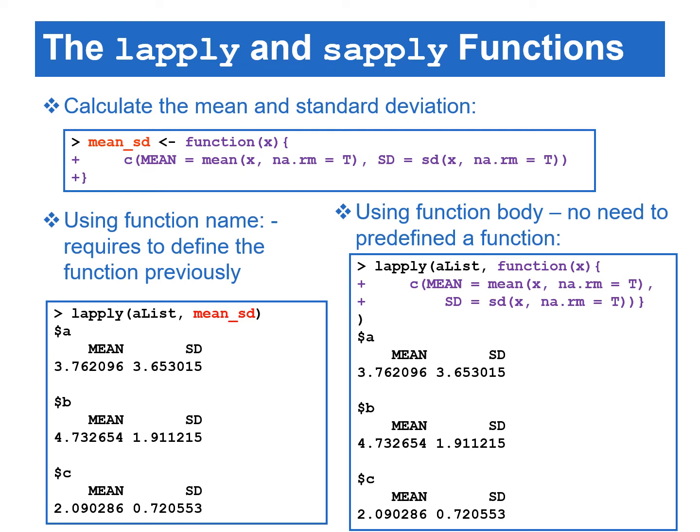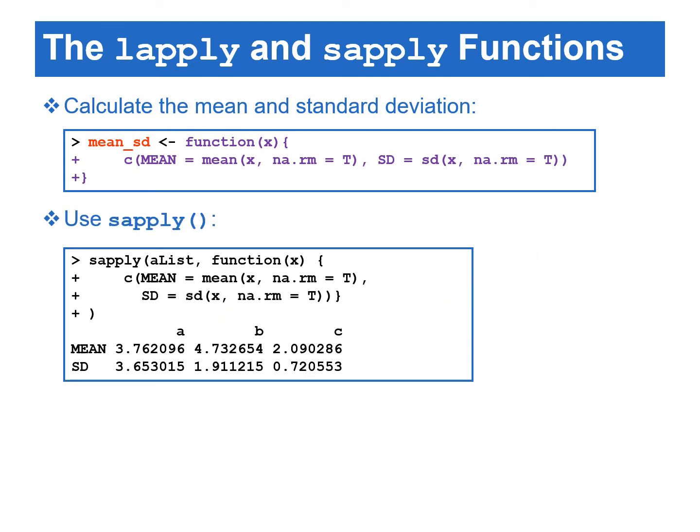In the second approach, we provide the function body for the lapply function. Most of the time, when we create a user-defined function that is used in an apply type function, we don't need to create this function beforehand. We can simply create this function within the apply type function, like in the second example. This time we use sapply instead of the lapply function. Using the sapply function simplifies the result to a matrix.